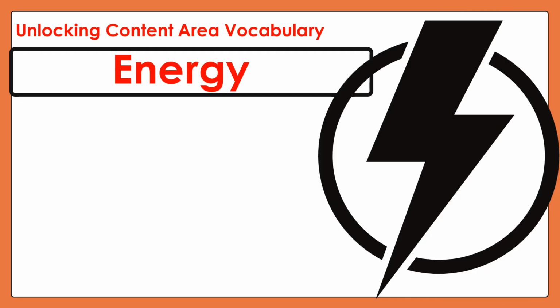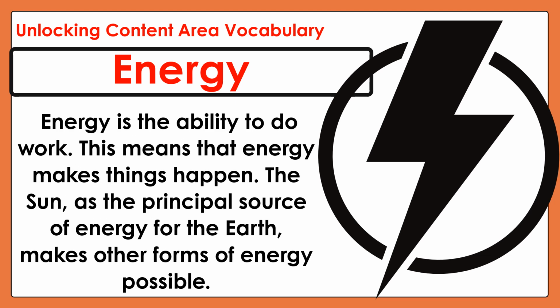Unlocking content area vocabulary. Energy. Energy is the ability to do work. This means that energy makes things happen. The sun, as the principal source of energy for the earth, makes other forms of energy possible.